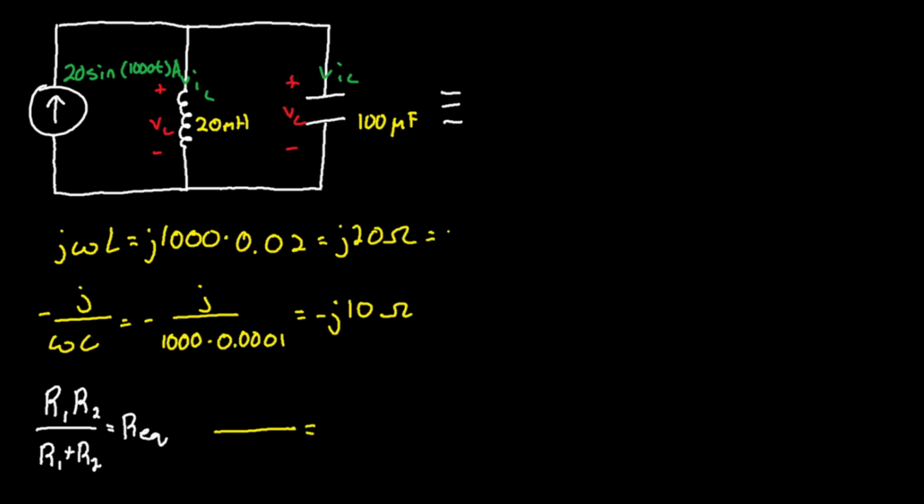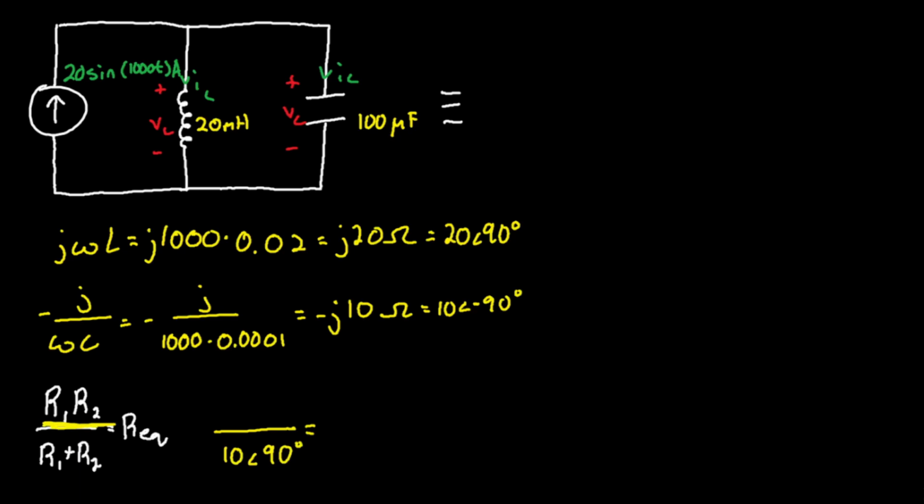Well, first off, let's write these in polar coordinates. This right here is 20∠90, and this right here is 10∠-90. All right, so we have R1 plus R2. Well, we can simply add these two guys together. If we add j20 and negative j10, we get j10. All right, and we want to turn this into polar coordinates. So j10 in polar coordinates is simply 10∠90.